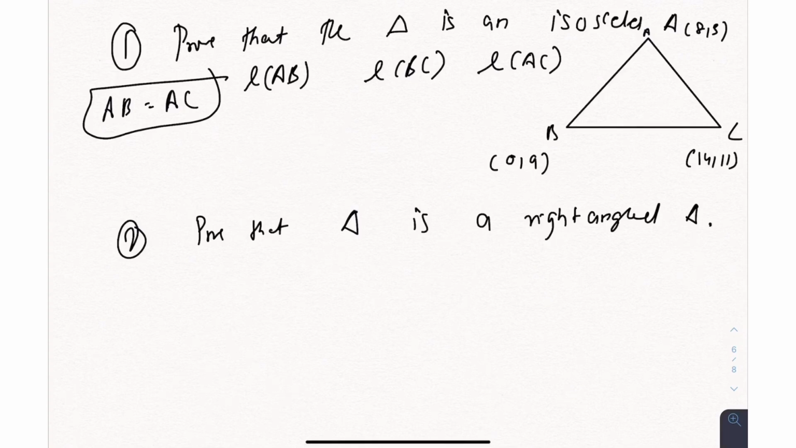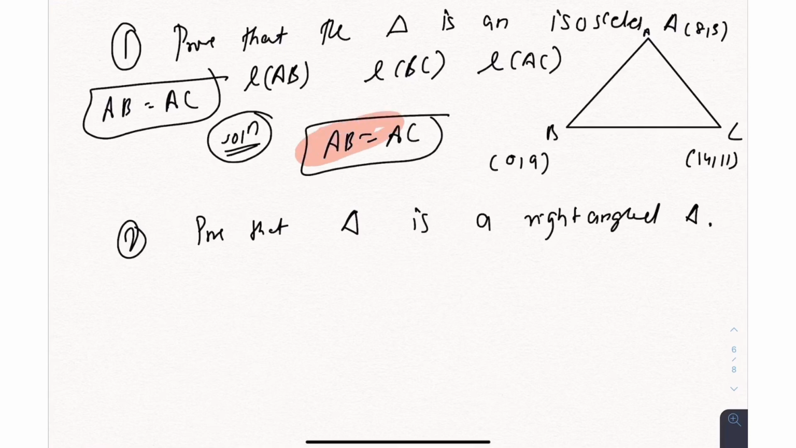You can try this question on your own. Just for your reference, I'm giving you the final answer: AB is equal to AC in this case. When you solve this question, you will get AB as 10 and AC will also be 10. So try this question on your own and check whether you're getting AB equal to AC. Once you write AB is equal to AC, then you can say that since two sides are equal, the triangle is an isosceles triangle.